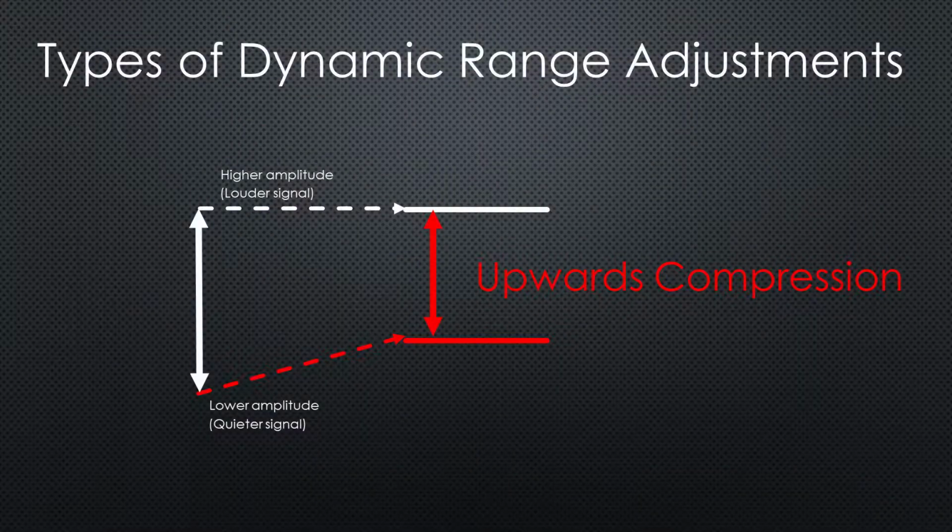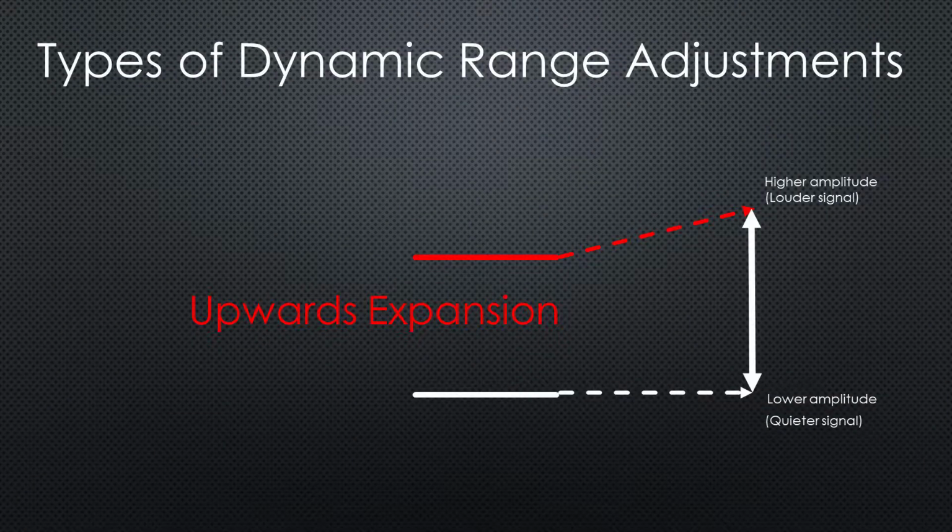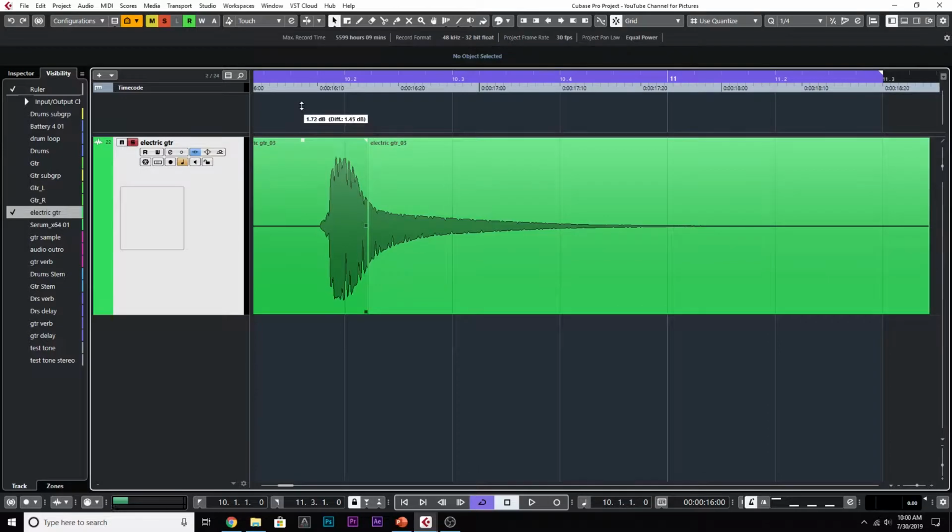If you take the quieter part of the signal and bring that up relative to leaving the louder signal the same, you're doing what's called upwards compression. Now, if you take the louder part of a signal and make that louder and leave the quieter part of the signal the same, you're doing what's called upwards expansion.